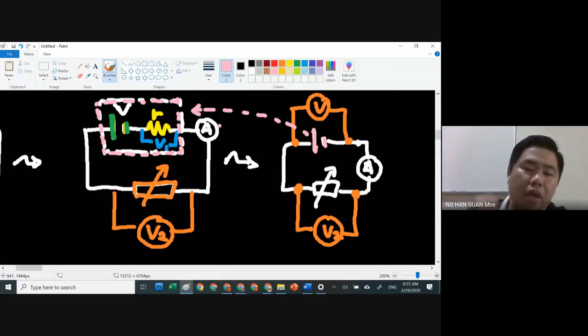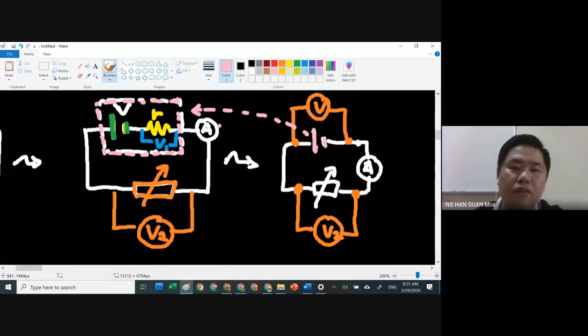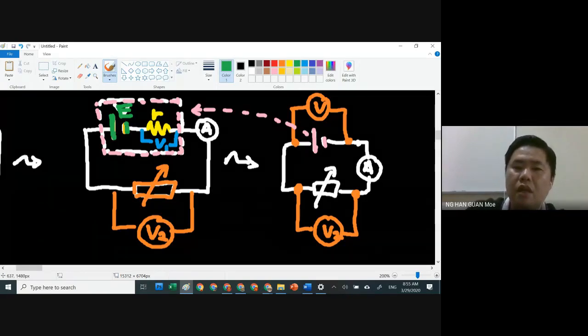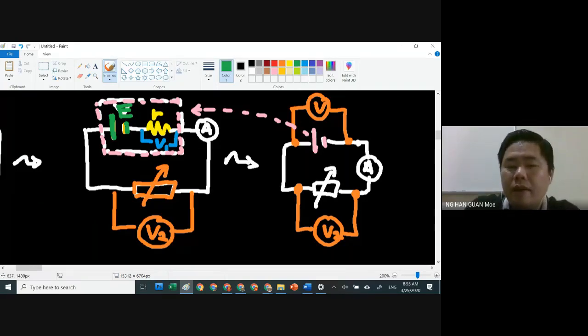Inside the battery itself, this green color V is the one we call the EMF. And then inside the battery itself there is the internal resistance. So, listen up. Now it's very important for you to understand why you get the result: V higher, I lower. This is nearly the relationship.